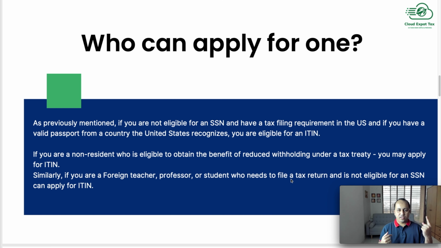You need one thing. You first need to file a tax return. Second would be you need to have a certified copy of your passport or the original passport. If you don't want to go this route, then you have to work with a certified acceptance agent. I'll come to that. And the third thing is that you need to complete your ITIN application. So there are three things over here.